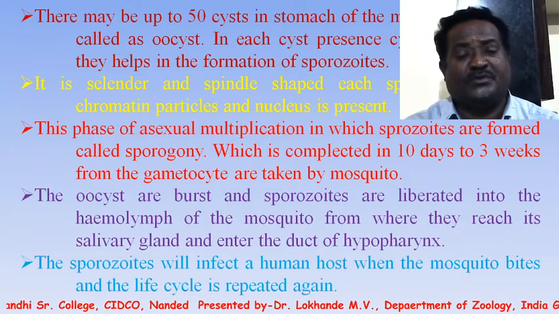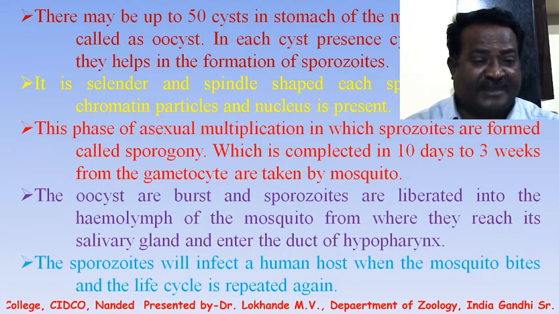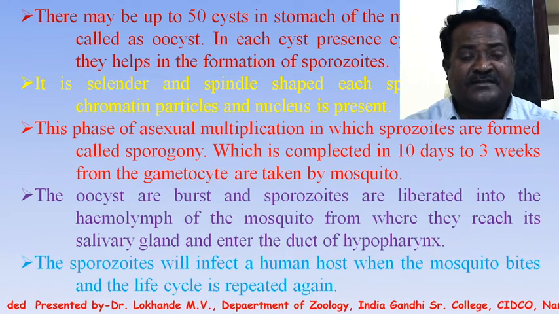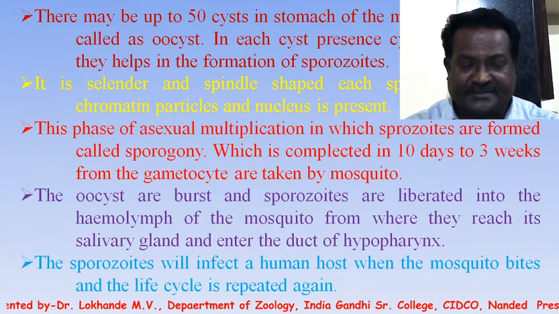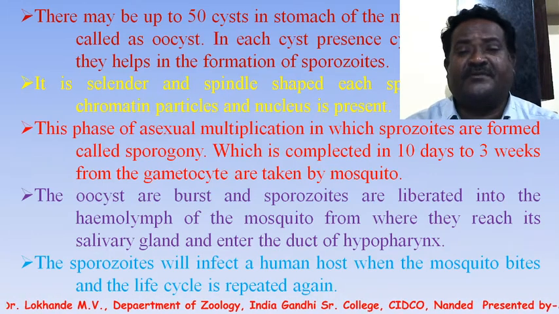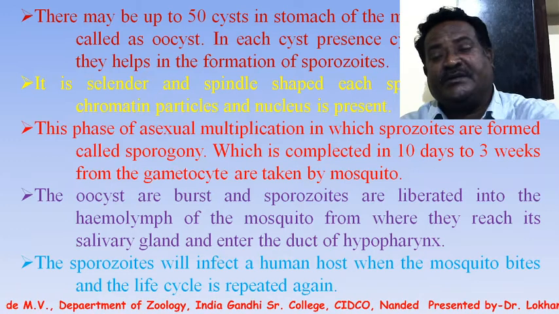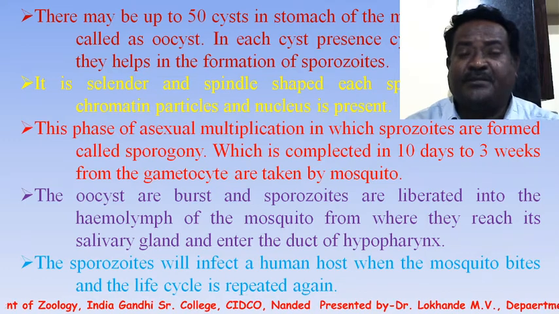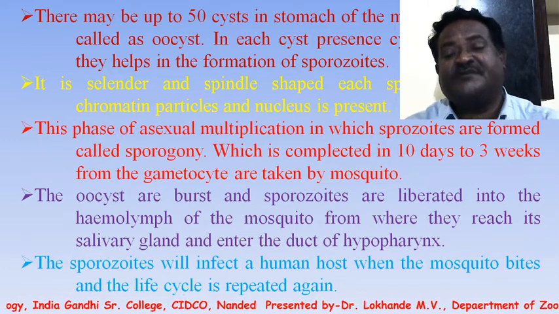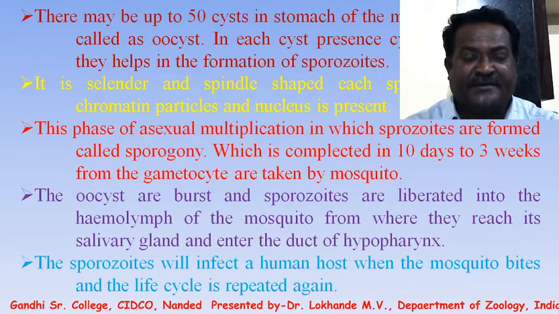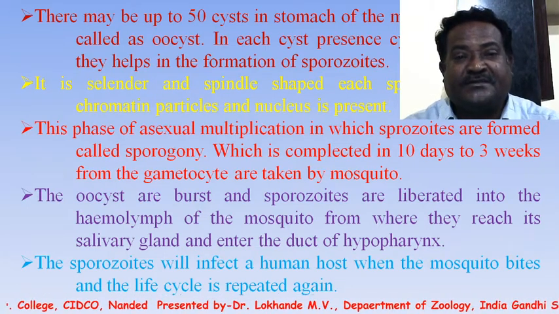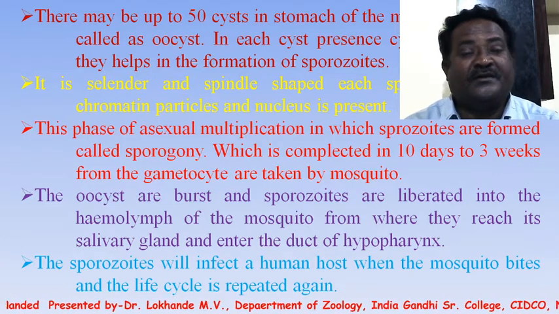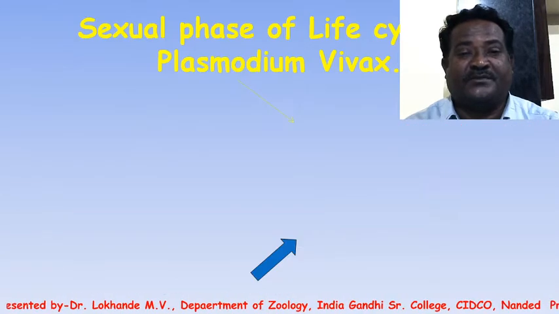You know that these sporozoites come into the salivary glands of the mosquito. After that, the female Anopheles mosquito is infected, and this infected Anopheles mosquito bites a healthy person. At that time it sucks the blood, and with the help of the salivary glands it liberates the sporozoites into the blood of the human being, and the cycle is repeated again and starts in the human, that is the asexual phase of the life cycle of Plasmodium vivax.